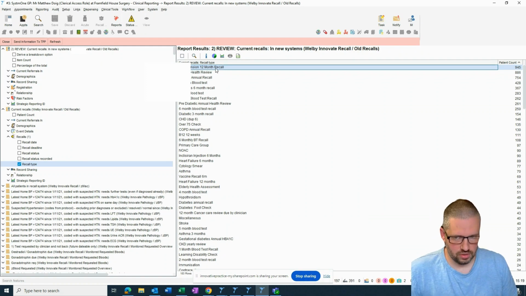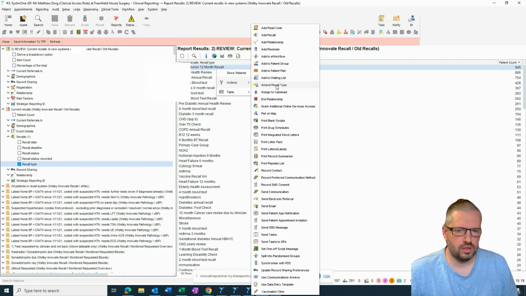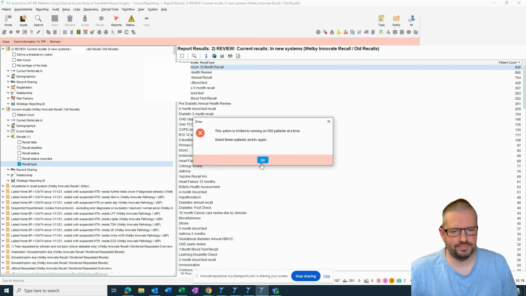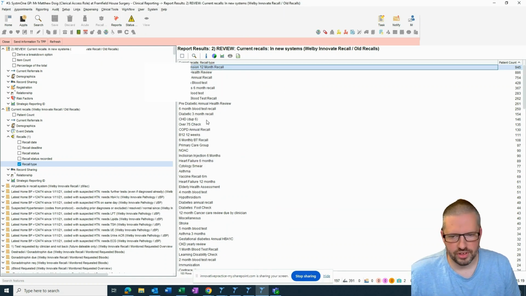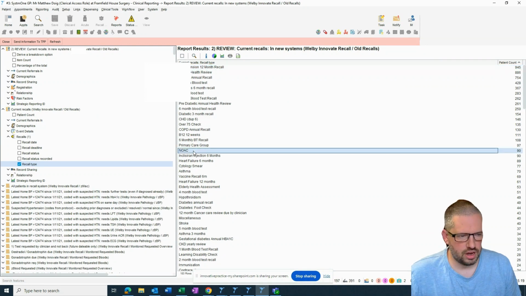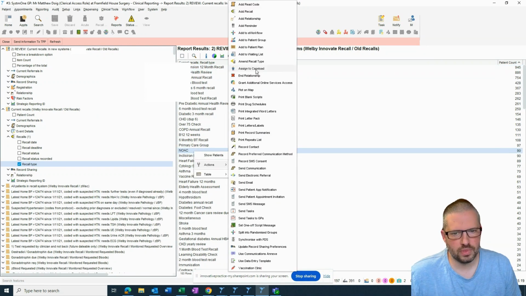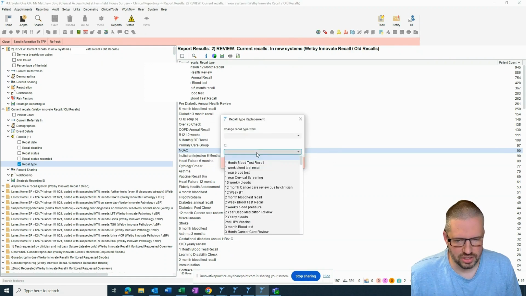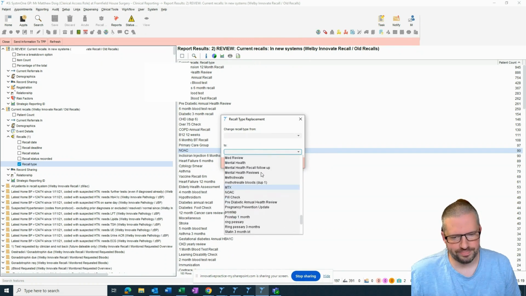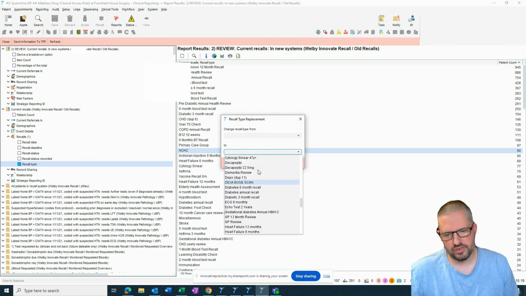If you wanted to, you can do some things to try and clear them off your system. The best way I've found of doing it, if you right-click an action and do amend recall type, it won't let me for that one. I'd have to do it in stages. Let me pick a smaller group. Let's say NOAC or DOAC. I'm not going to actually do this. But what you could do is replace it with a kind of dummy recall. And what you can even do is create a new one that's, for example, called delete covered by new system.